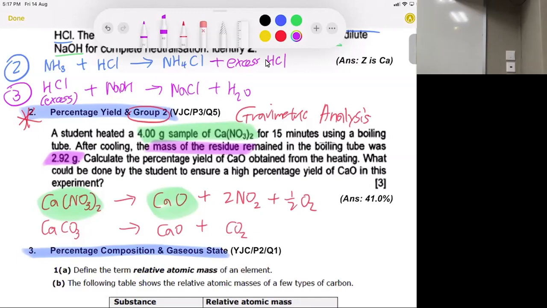Yeah, you use this. So by right, this is your moles. So maybe you try to punch it in. I just want to see a certain calculation for the mass of the calcium oxide that you are supposed to get. If I see that, then you probably need to tell me what's next.